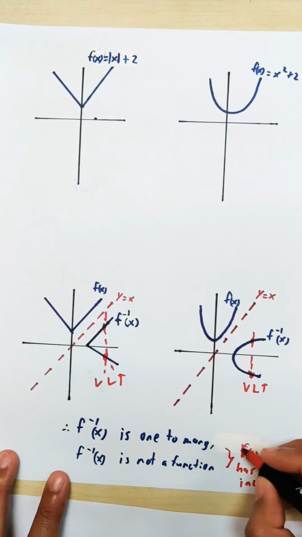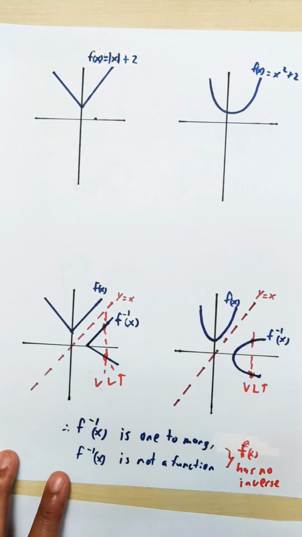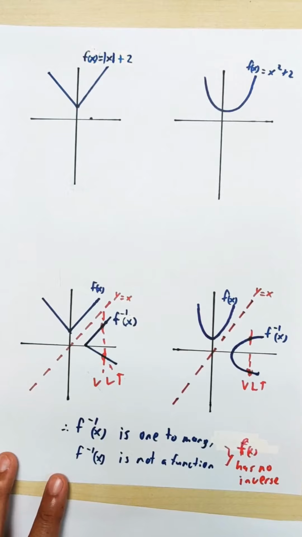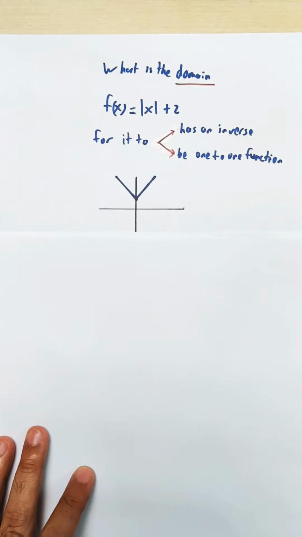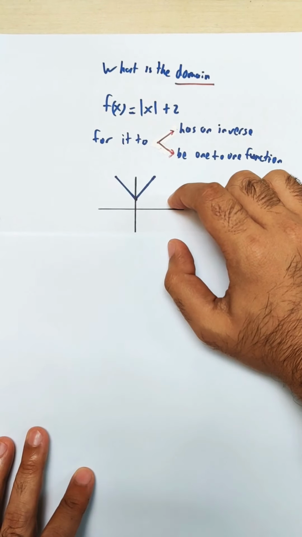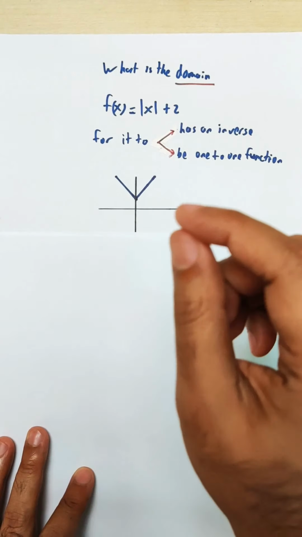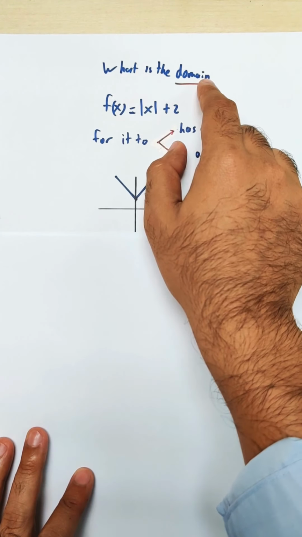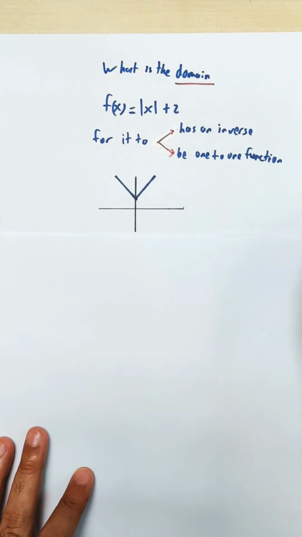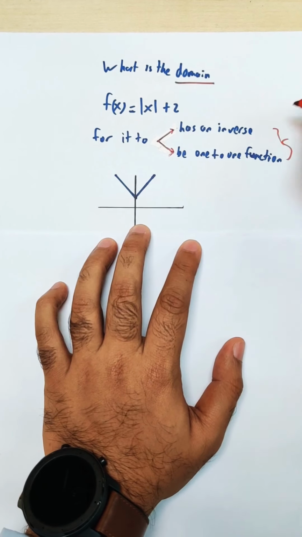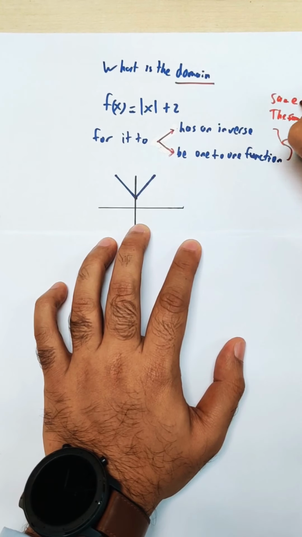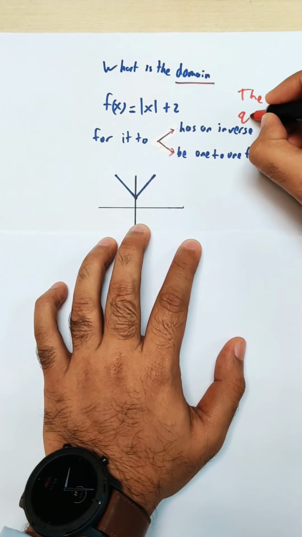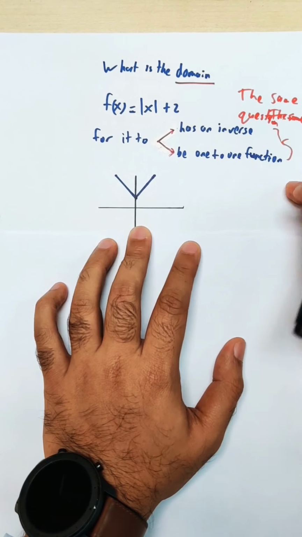That's the original function f(x). So that's what happened. But the exam question might be a bit different. The exam favorite question is something like this. They give you, let's say, f(x) equals modulus x plus 2. It's a many to one function, and the question is going to ask what the domain is for it to either have an inverse or be a one to one function. Technically it's the same question, just a different way of saying the same thing. You get the idea.